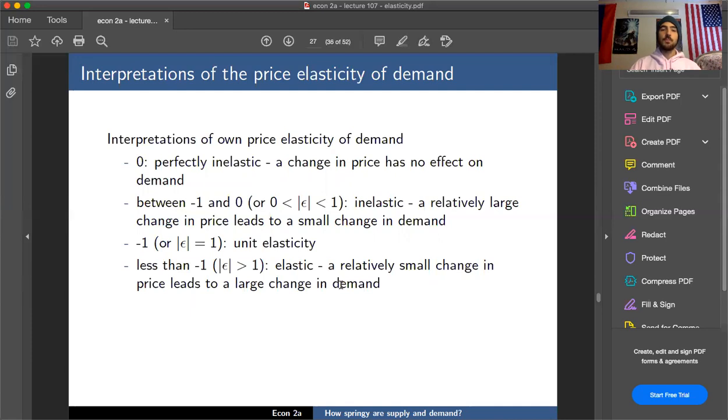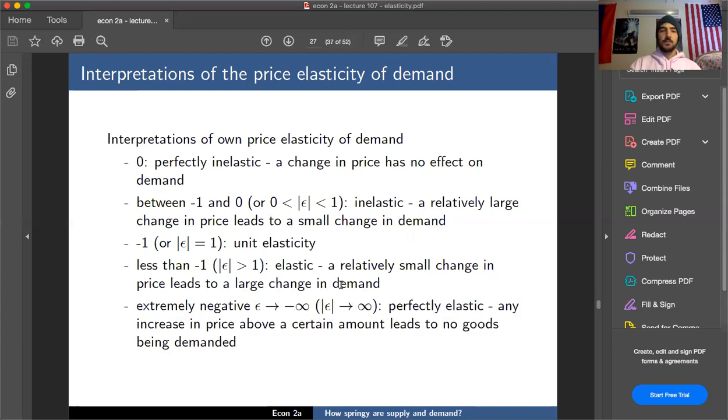If the absolute value of the elasticity is less than 1, rather, that's elastic. Greater than 1, sorry. I was confused. I keep using the negative signs. Maybe I should just use the absolute values. So if the absolute value of the elasticity is greater than 1, then it's elastic. And if it's elastic, it means that a relatively small change in price leads to a large change in demand. So write these down. These are helpful.